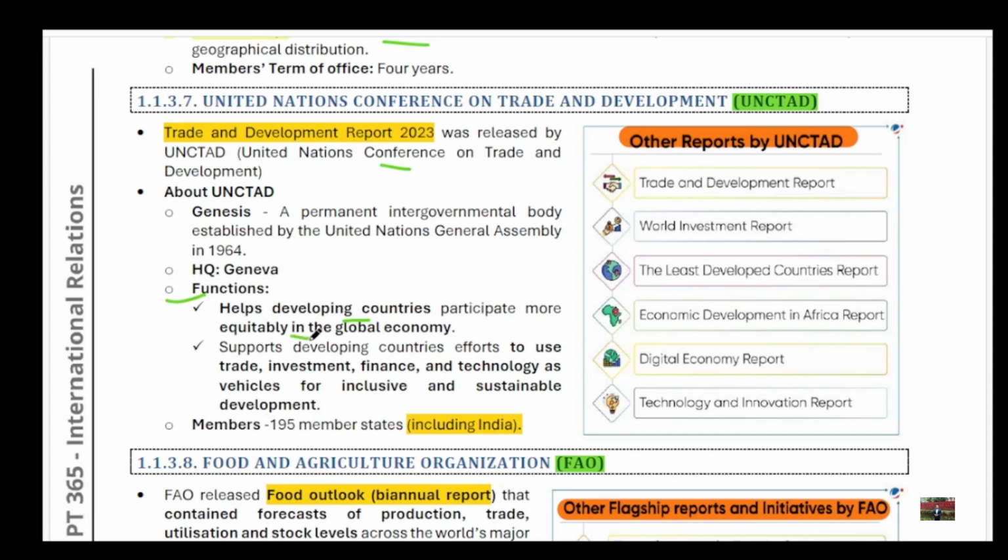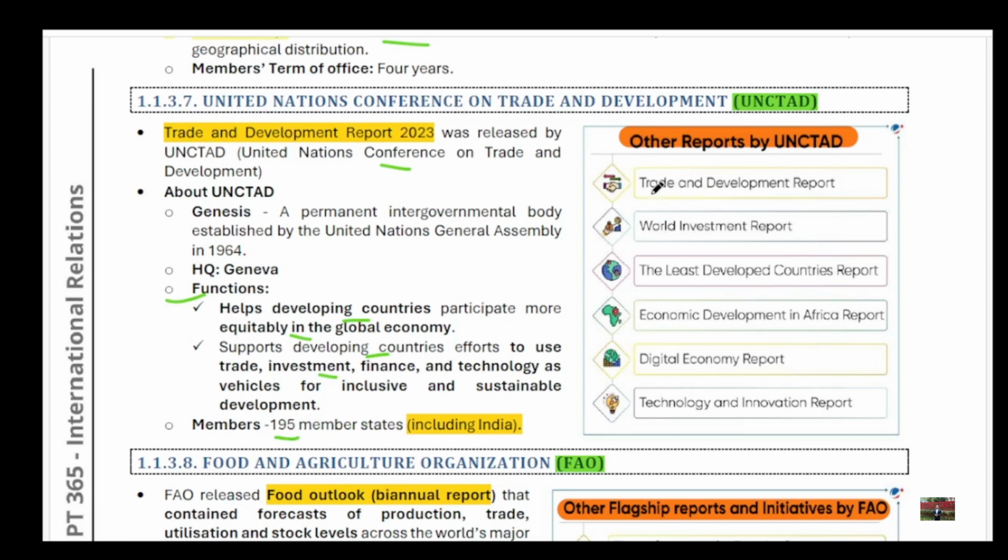participate more equitably in the global economy, and supports developing countries' efforts to use trade, investment, finance, and technology as a vehicle for inclusive and sustainable development. There are 195 member states. India is also a member of the UN Conference on Trade and Development.